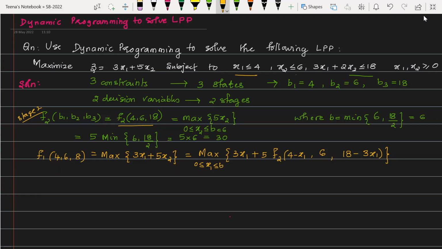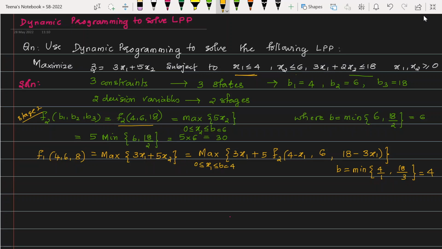And let us see what that b is right now. b is equal to the minimum among 4 by 1, that is taken from the first constraint. Then from the second constraint you don't have any x1, so let me skip that, or otherwise you can write it as 6 by 0. Then 18 by 3. So these are the values, and hence the minimum is equal to 4, and therefore our x1 ranges from 0 to 4.